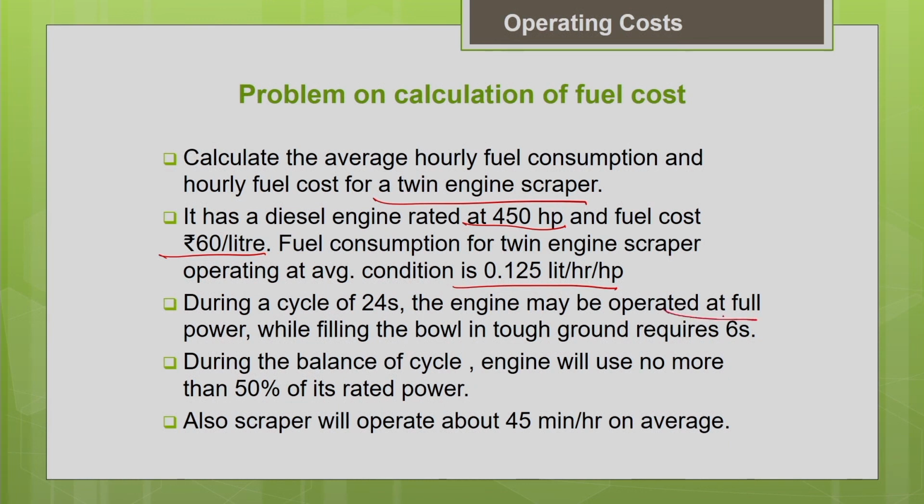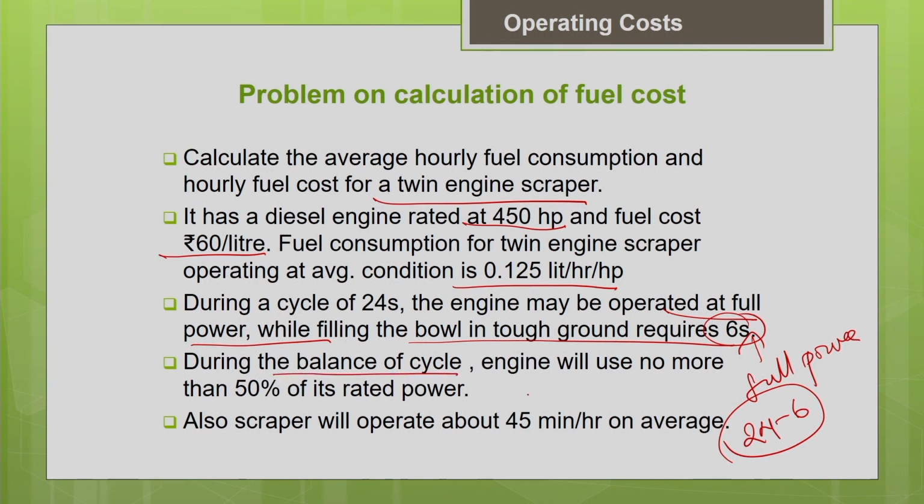Then during the cycle of 24 seconds of its production cycle, the engine may be operated at full power while filling the bowl in the tough ground. The scraper is cutting the earth and filling the bowl, and for that it needs 6 seconds. Only during those 6 seconds it is working at full power. During the remaining 24 minus 6 seconds, the balance of the cycle, the engine will use no more than 50% of the rated power. So it is working at average power in the remaining part of the production cycle, and its working efficiency is 45 minutes per hour. So your time factor is also given here.